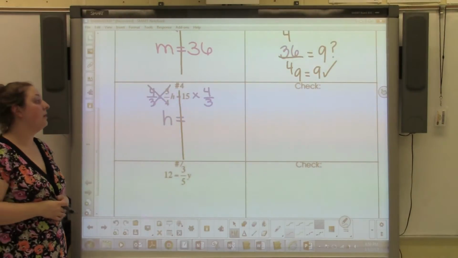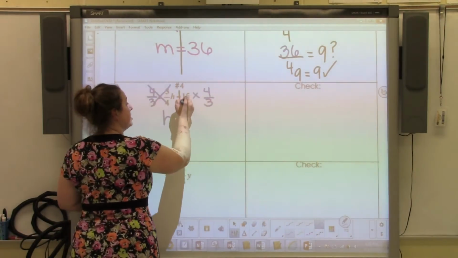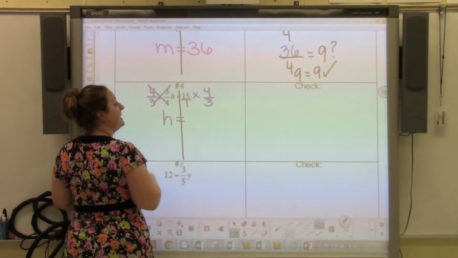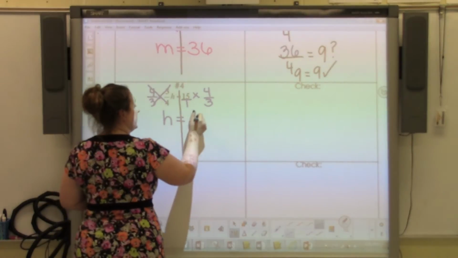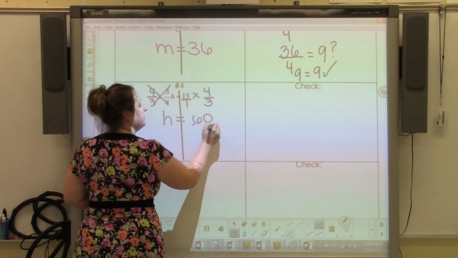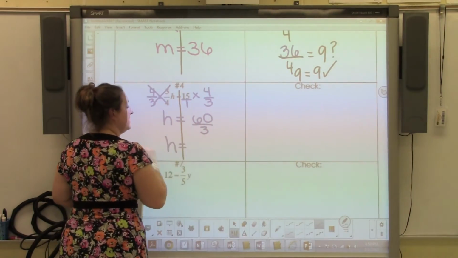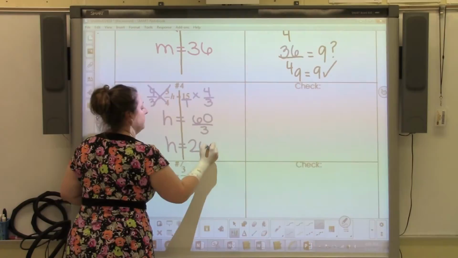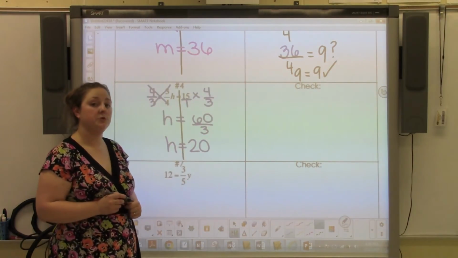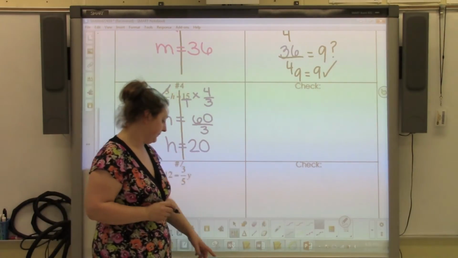15 times 4 over 3. Again, we can write 15 as a fraction if we put it over 1. And let's multiply straight across. 15 times 4, well, that's 60. 1 times 3 is 3. And now I'm going to divide. 60 divided by 3 is 20. Yes, you could have simplified on the diagonal if you wanted to, but I know some of you aren't comfortable with that, so that's why I chose to do it this way.